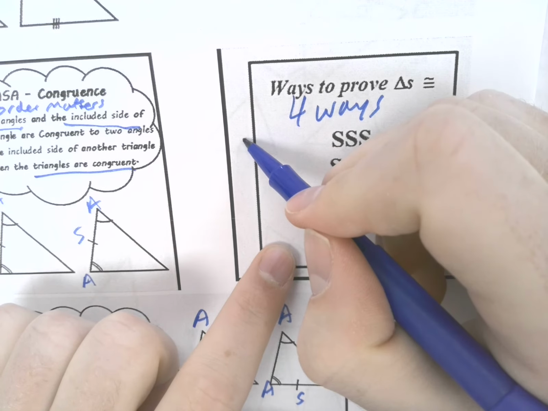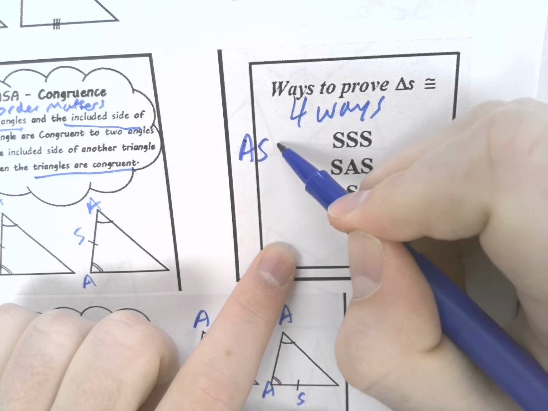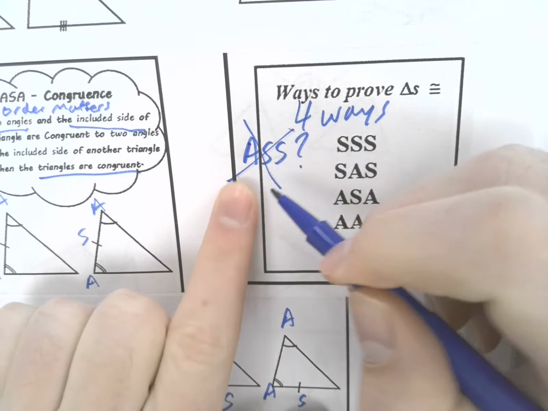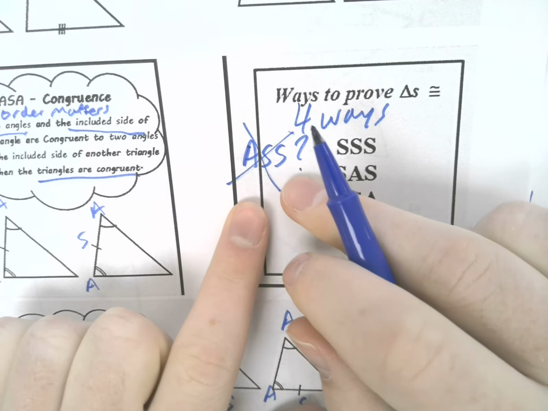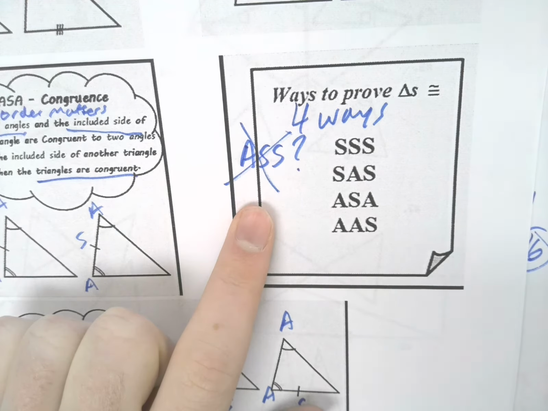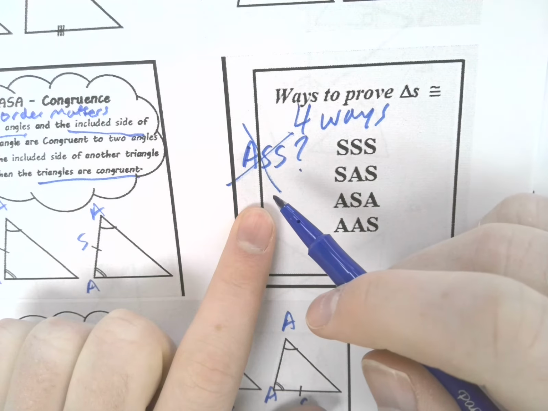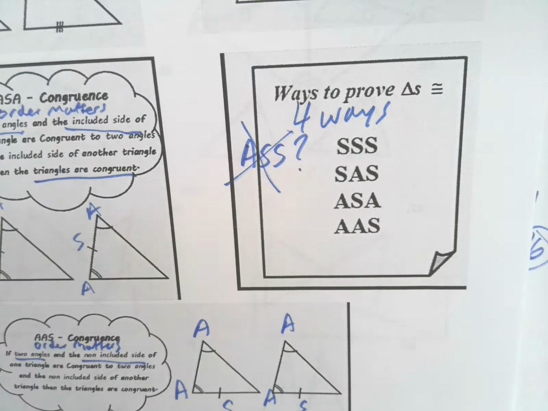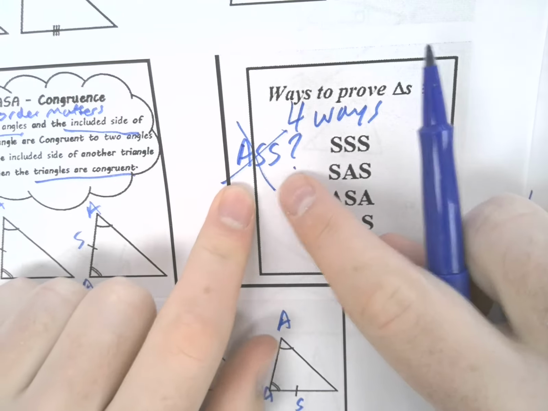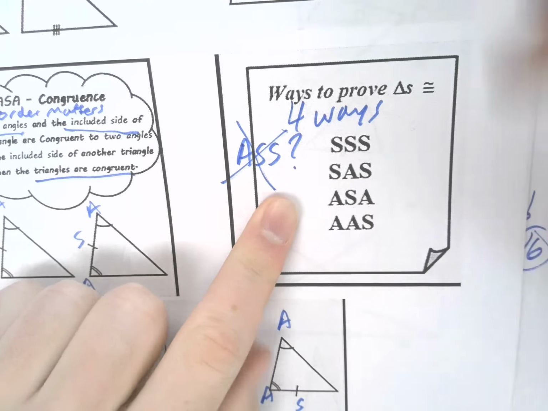What about angle, side, side? No, that is not a way to prove triangles congruent. And in fact, you know what they say about assuming that could be a way to prove triangles. So yeah, that's not a way that works. It's just these 4. So let's get some practice in, guys.